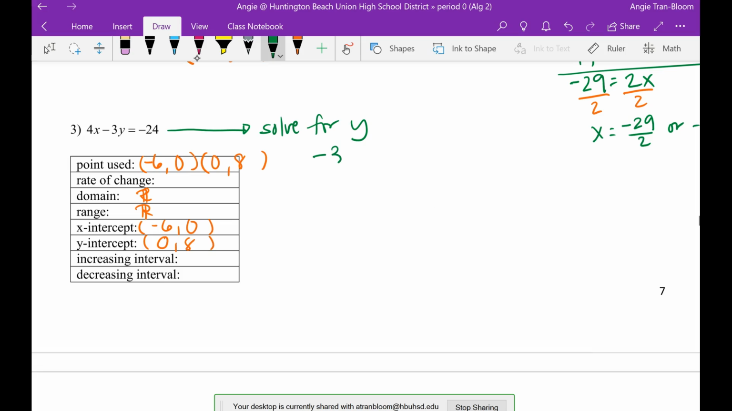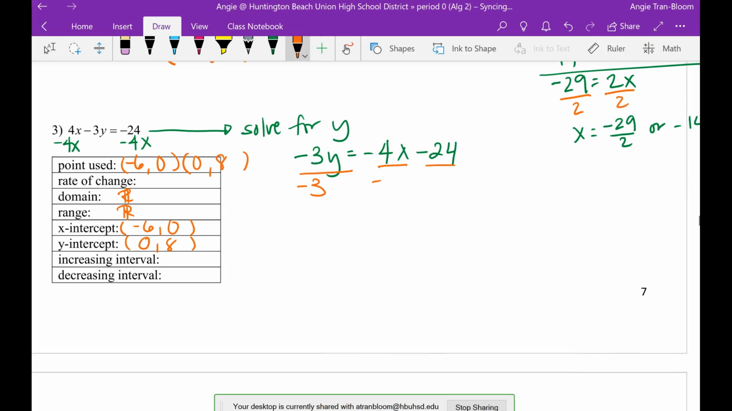That means negative 3y equals what? Negative 4x, because I'm going to move 4x to both sides. Is that okay so far? So negative 4x minus 24. What's the next step in solving for y? Divide each and every term by negative 3. So I now have y equals what? 4 thirds x, plus or minus here? Plus 8. Whoa, guys, that number matches. What's your slope? 4 over 3.